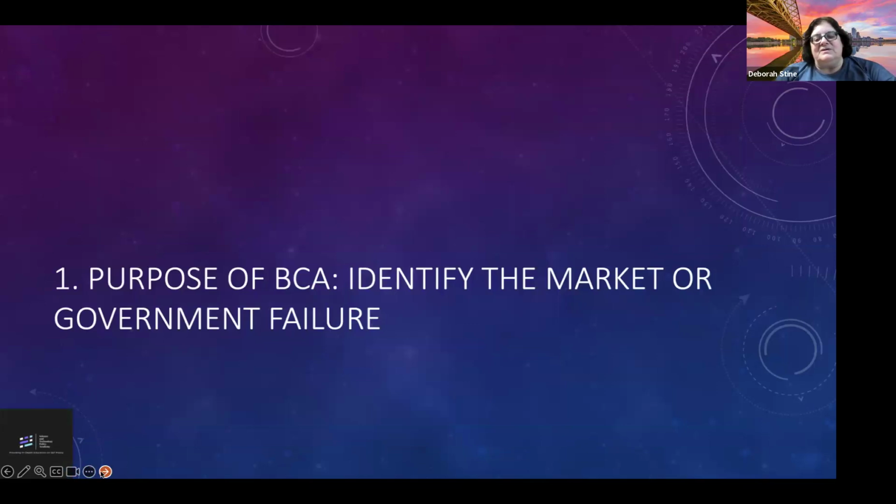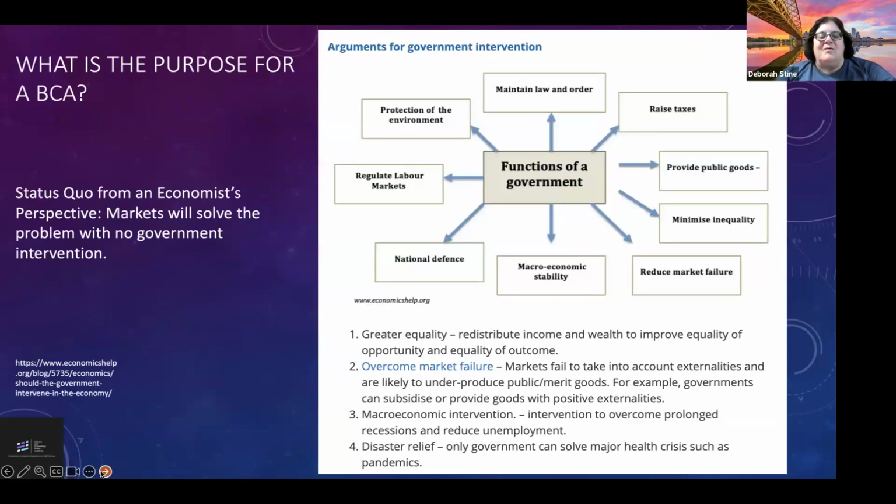But generally what you're trying to do is look at the market or the government failure where something is not working. So when you look at this from an economist perspective, these are some examples of the functions of government. But what happens is that markets are considered to fail when they don't take account of the externalities.